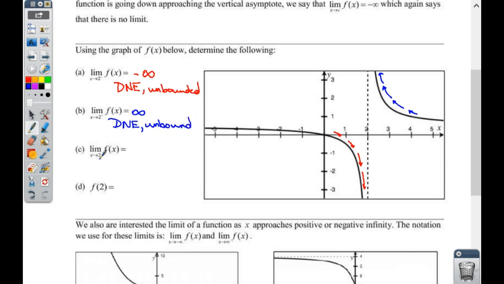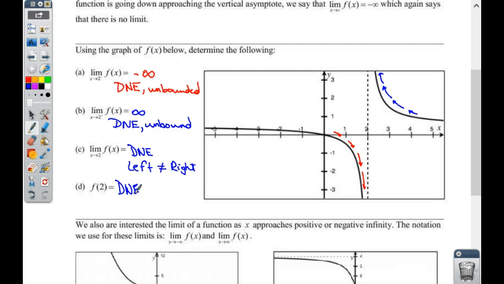So in this case, you'll notice that the left and the right are not equal, so we simply say that the limit does not exist, and you can say a couple things. You can say unbounded, or you can say left is not equal to the right. That's what I'm going to leave it as. And f of 2 is going to be does not exist because, well, it's an asymptote. There's no point actually there.